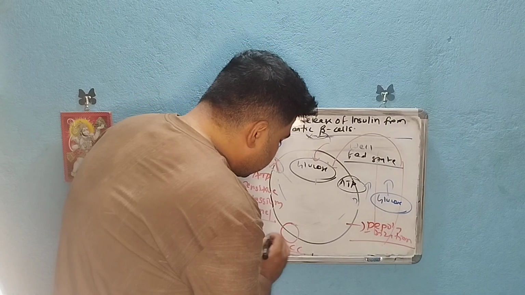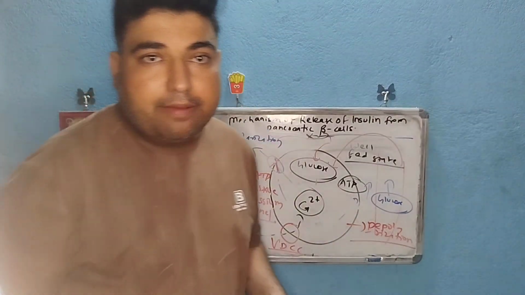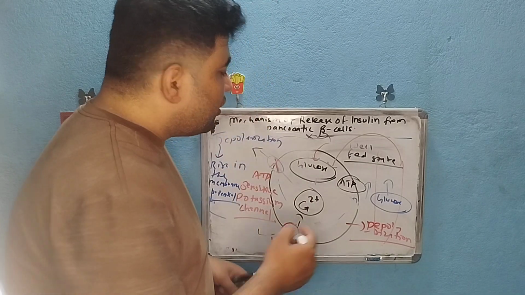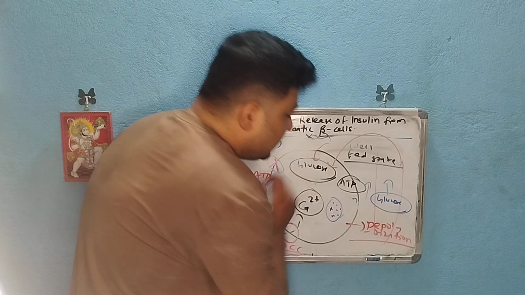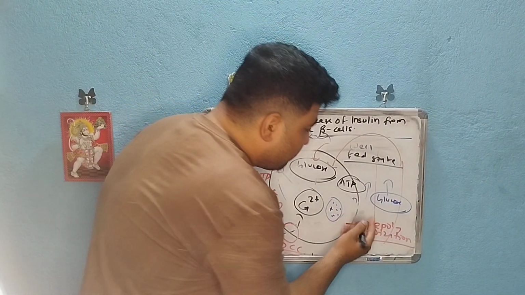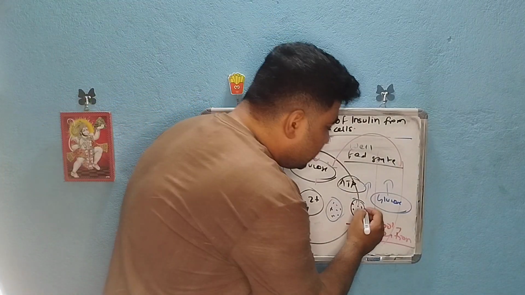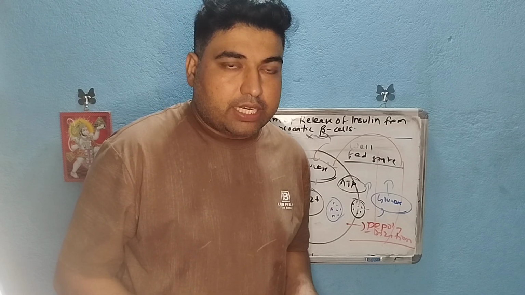Now these calcium ions enter inside the pancreatic beta cells, and the calcium ions cause the fusion of vesicles containing insulin onto the pancreatic beta cell membrane. And the insulin is released into the circulation. Okay, thank you.